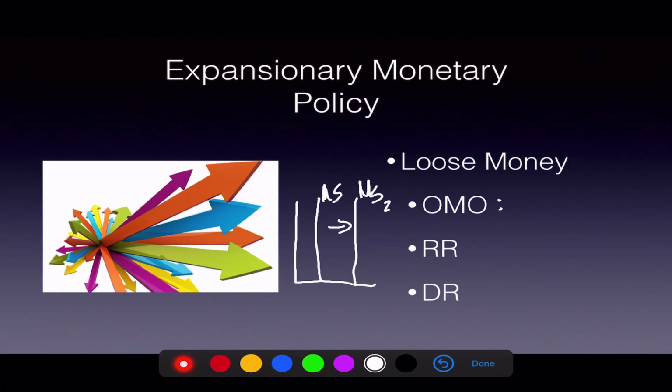So for open market operations, the Fed could buy bonds. For reserve requirement, the Federal Reserve could lower the reserve requirement. And for discount rate, again, the Federal Reserve could lower the discount rate. All three of those policies are expansionary or loose money policies, and that's going to have the impact of increasing the money supply, shifting it to the right.